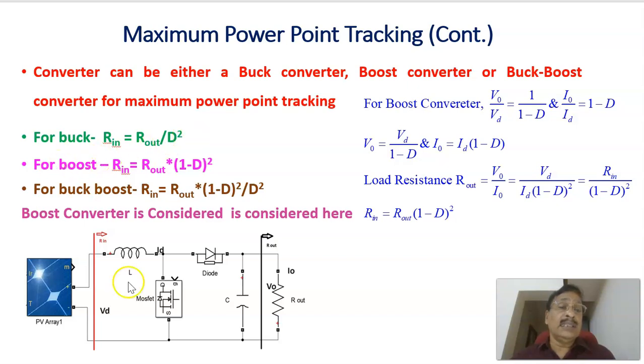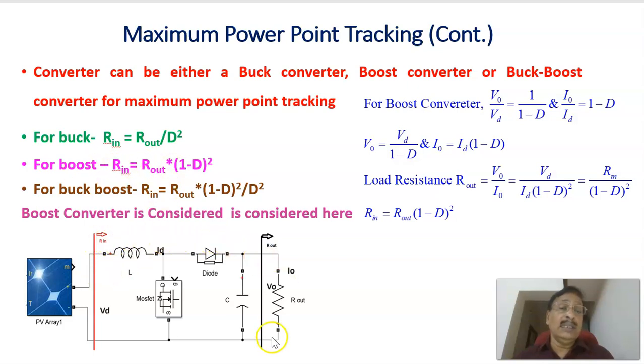If it's a boost converter, that is this one, the resistance at this point is equal to this output resistance R out into (1 minus D) whole square, where D is the duty ratio of the switch that is used in the boost converter. If it is a buck-boost converter, the input resistance is equal to output resistance into (1 minus D) whole square divided by D square. Now we are considering a boost converter.